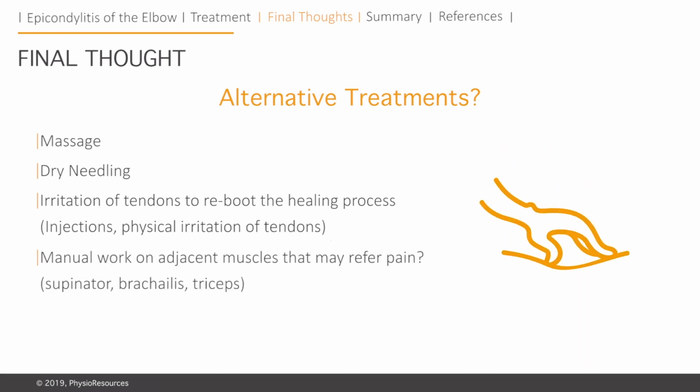There are also those of us who practice manual therapy who point out that epicondylitis at times is fed into by a referral pattern of pain from adjacent muscles. It might be worth your time to check out the supinator muscle, the brachialis, the triceps, for example, to see if there are any tender or trigger points in these muscles that you can work out and see if it has a positive effect on your other treatment strategies.